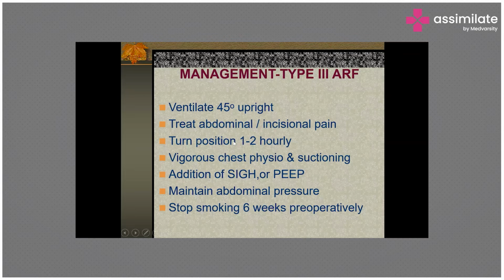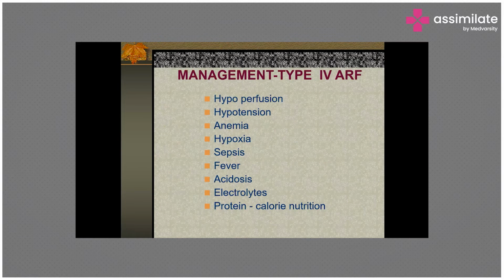Turn the position of the patient every 1 to 2 hourly to prevent atelectasis. Physiotherapy and PEEP on ventilator could be good enough. And if the patient is a smoker and taken for surgery, it has to be stopped 6 weeks before the surgery. Type 4 respiratory failure is due to circulatory shock.